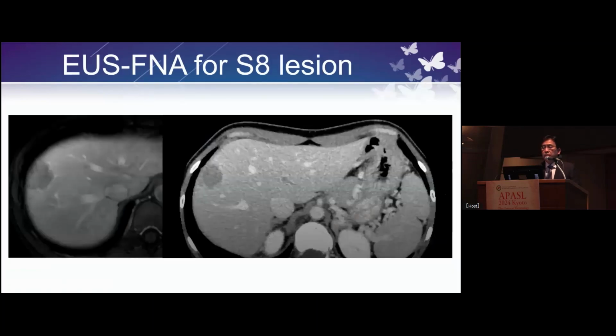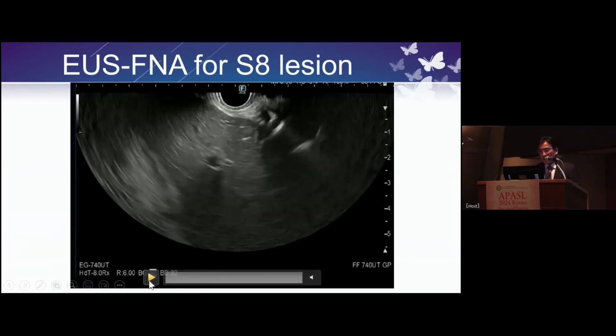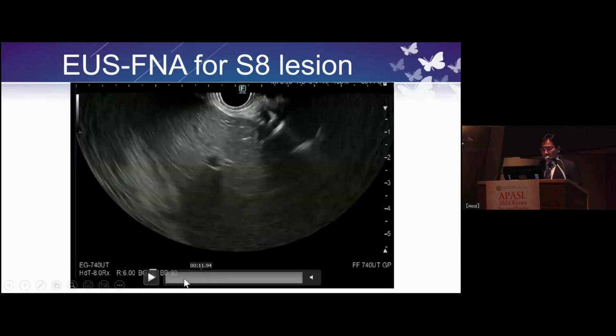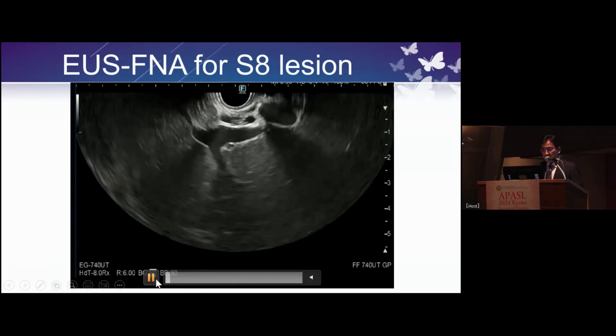Okay, so another case, segment 8. This patient has pancreatic cancer and liver metastasis in segment 8. Maybe liver metastasis. From now, we check segment 8, puncture and get tissue. At first, from the stomach. This is the right portal vein, segment 8, P8, P5.